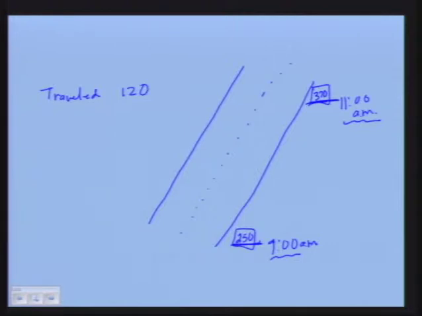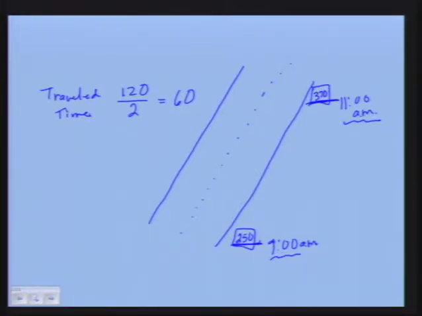120 miles. And what's our time? From 9 in the morning till 11 in the morning would be 2 hours. So 120 divided by 2 would be 60. And you might say, I'm traveling at 60 miles an hour.